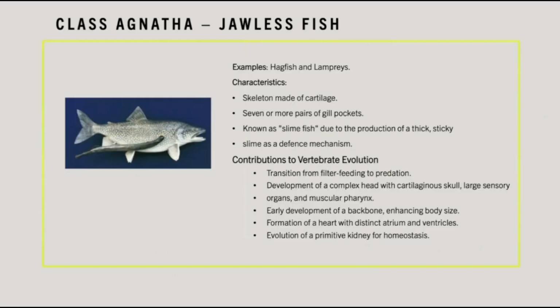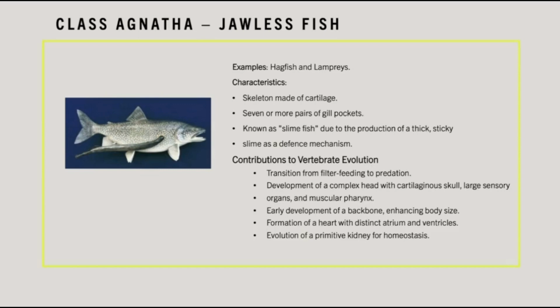Now, the class Agnata, this is the first one that we're going to talk about, and it's the first animal. Sorry, but does deuterostome form the anus first and then the mouth, or the other way around? Deuterostomes form the anus first and then the mouth. Yes. And the other way around, what's the word for that? The word for that is protostome. Okay, thank you. You're welcome.